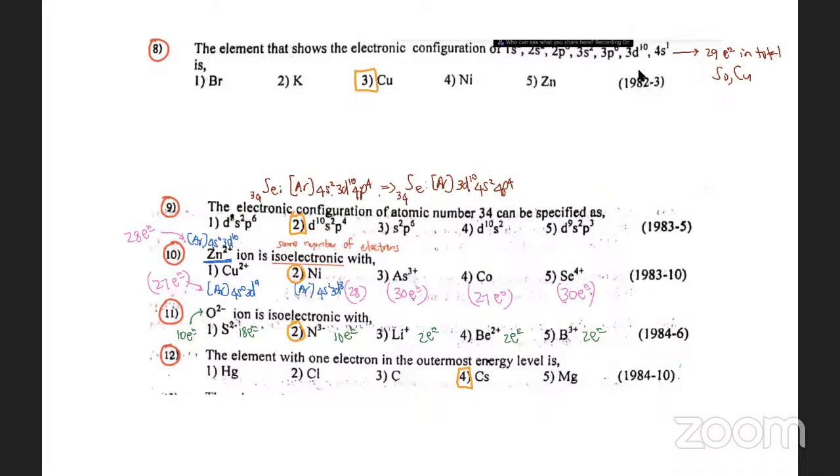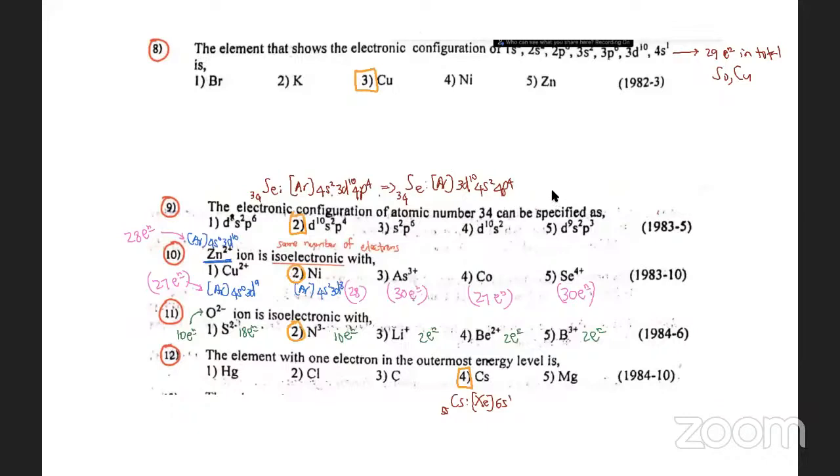It is cesium because cesium is 55, I think. Cesium is 55, no? Check it. Yeah, cesium is 55. So when you say cesium, it belongs to the first group, no? So it will have only 1 electron in the outermost shell. So cesium is 55. We can write it until xenon, and then you have just 6s1.